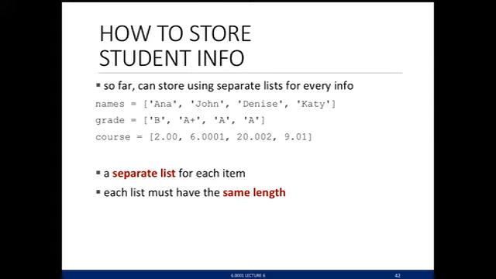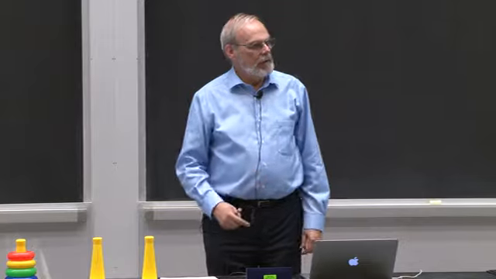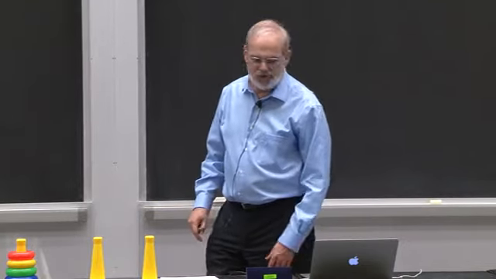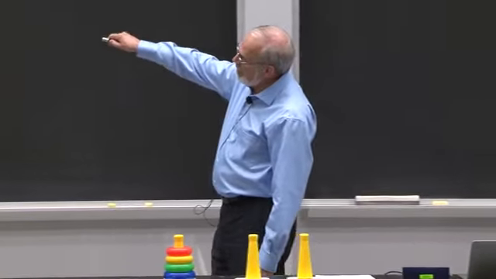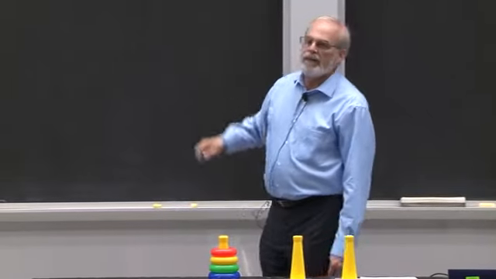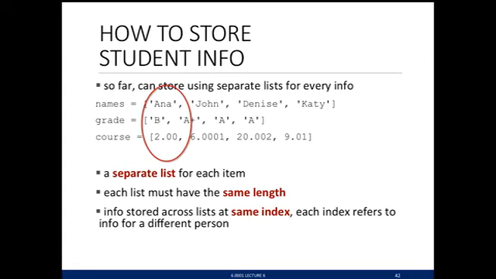Keep a separate list for each one of them. Keep them of the same length. And in essence, what I'm doing here is I'm storing information at the same index in each list. So Anna, who's going to have to take the class again, gets a B. John, who's created the class, gets an A+. Sorry, Anna. John's had a longer time at it.